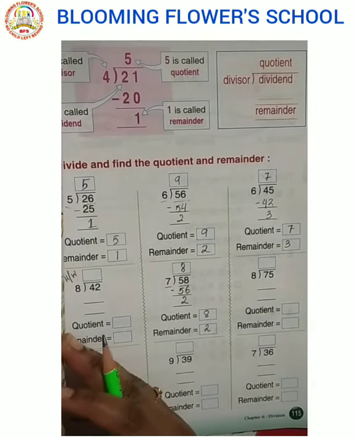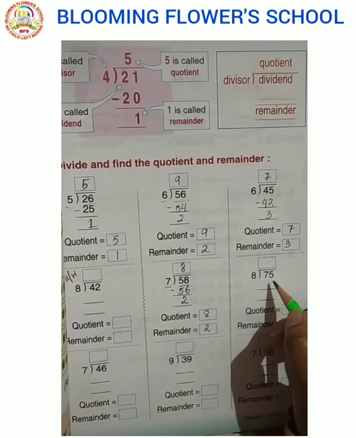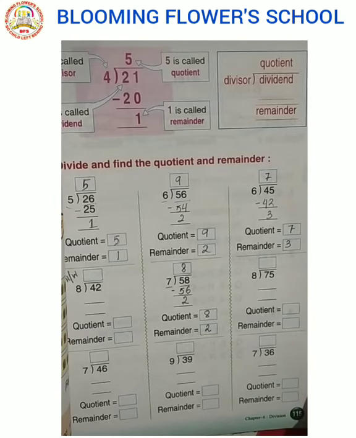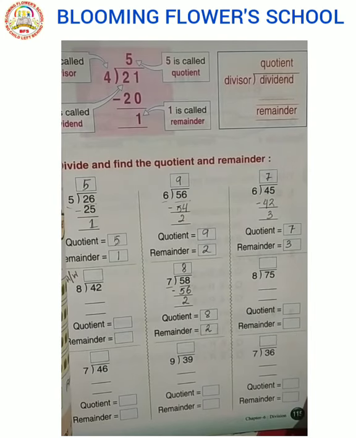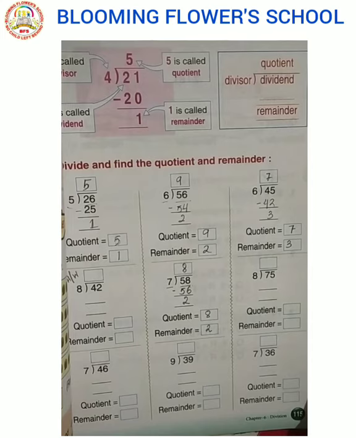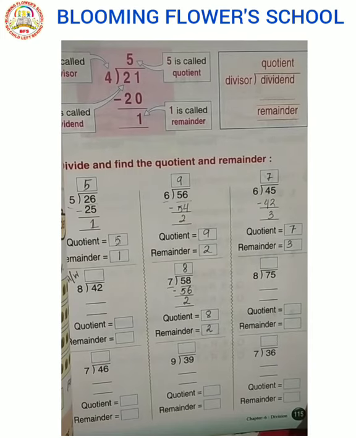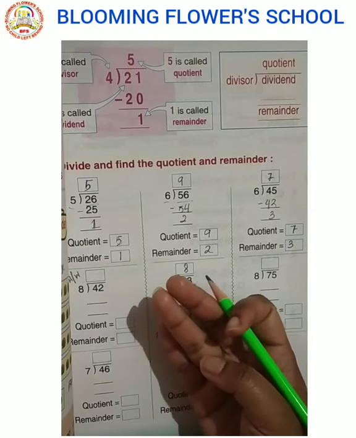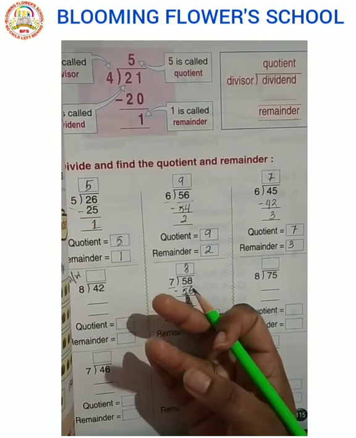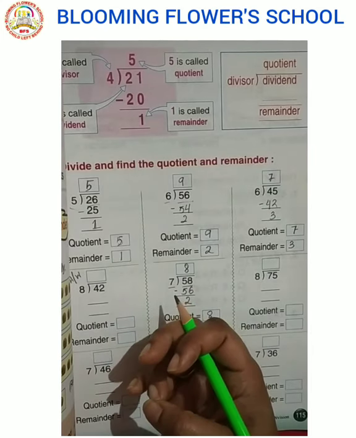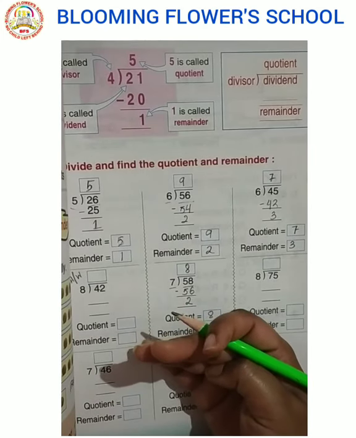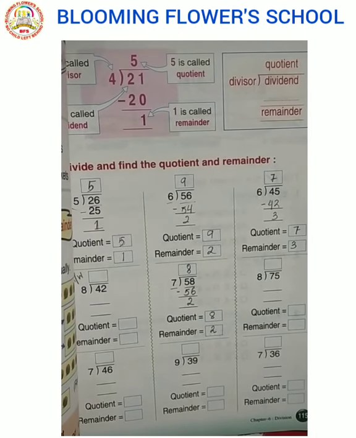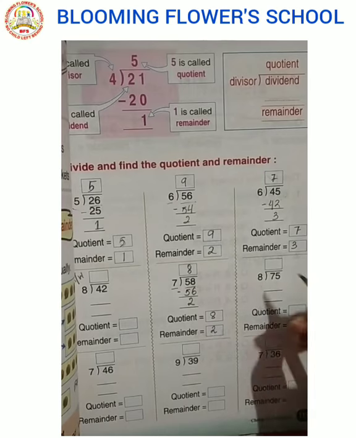Now next one, that is 75. If we divide 75 by 8, what should be the answer? Go for the 8 tables: 8 ones are 8, 8 twos are 16, 8 threes are 24, 8 fours are 32, 8 fives are 40, 8 sixes are 48, 8 sevens are 56, 8 eights are 64, 8 nines are 72, 8 tens are 80. So 80 is more than 75. So 8 nines are what?